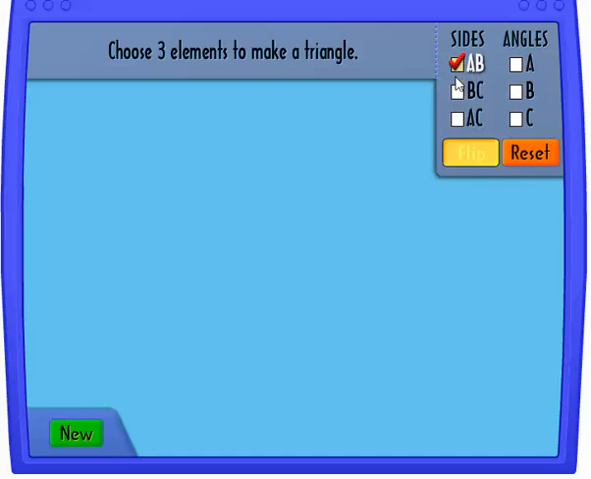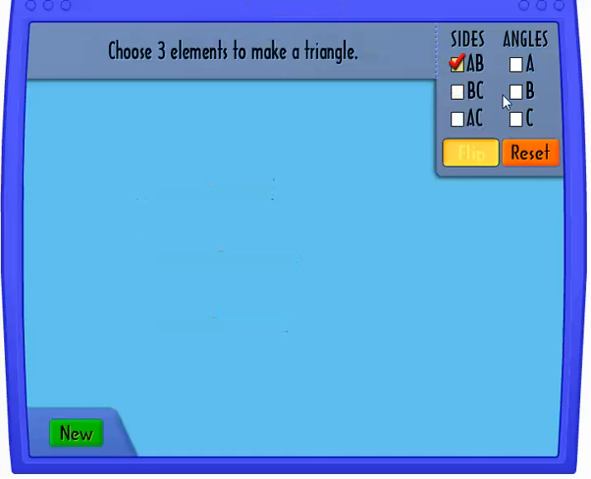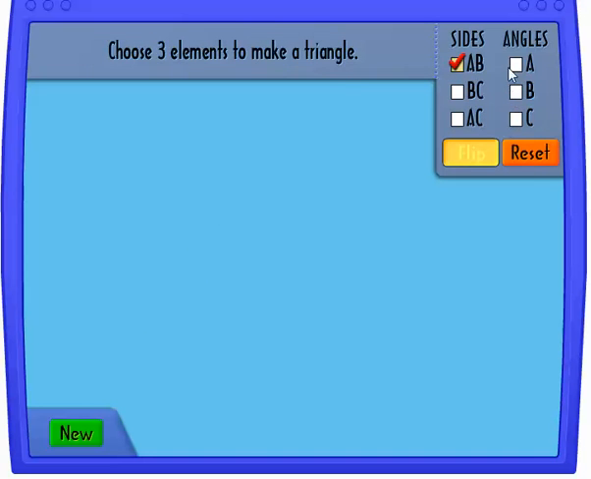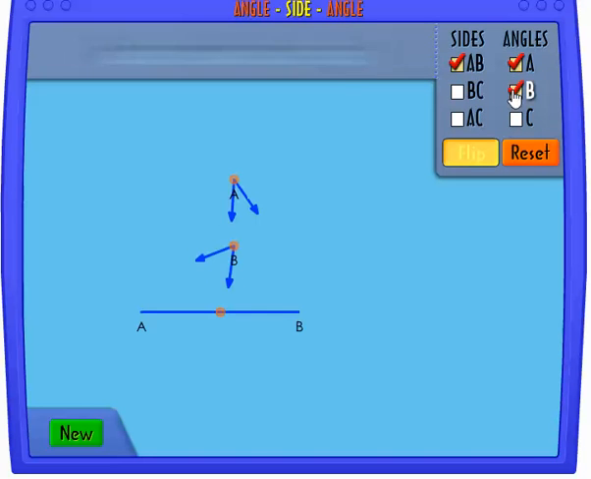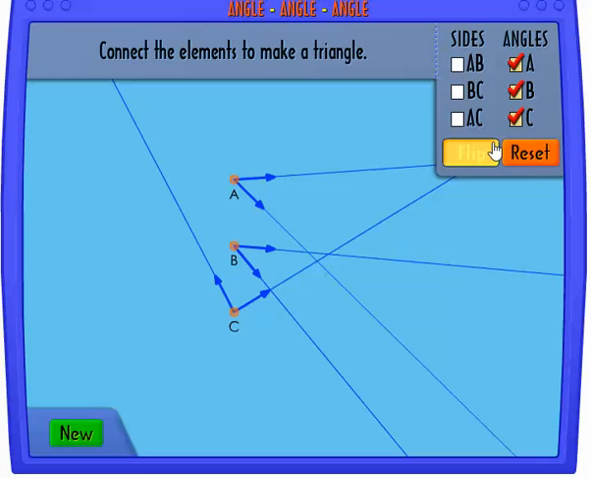Now you can change these. You can do it with side, side, side. That's one that we're going to explore in this chapter. You can try it with side, angle, angle, or angle, angle, side, and see if that works. You can try it with, let's see, angle, side, angle, see if that works. For your journal, you're going to explore angle, angle, angle.